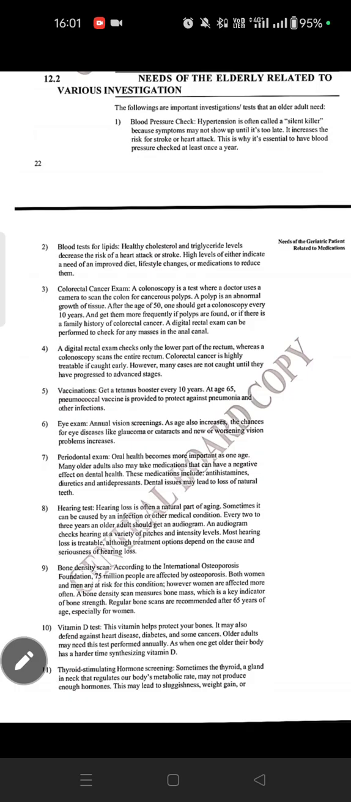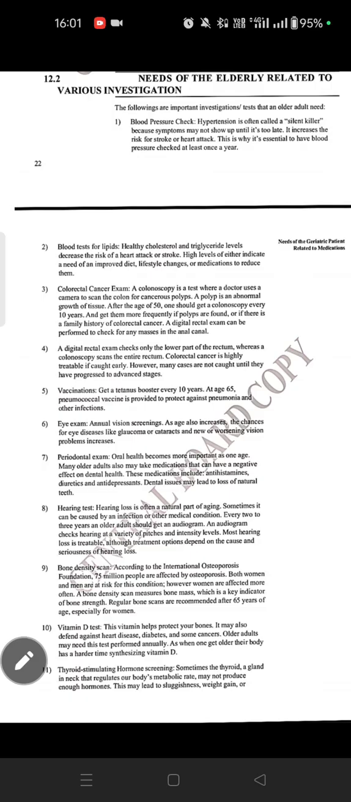Then vaccination, every 10 years. At age 65, the pneumococcal vaccine is provided for pneumonia. Then eye exam, so annual screening we can do. The chances of glaucoma and cataract increase, so we can do the eye exams.